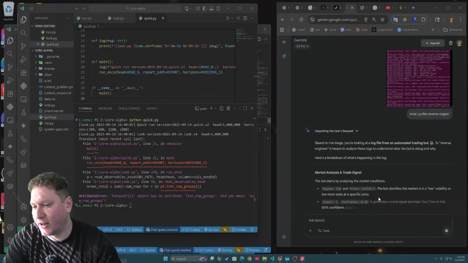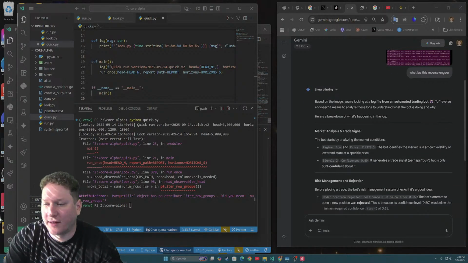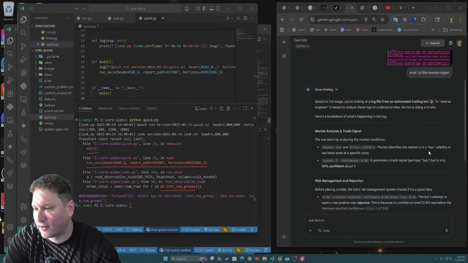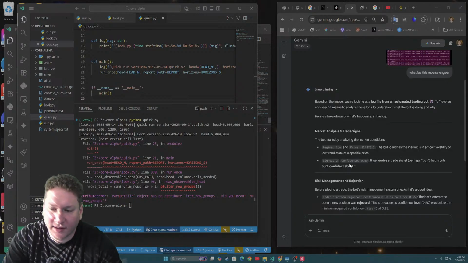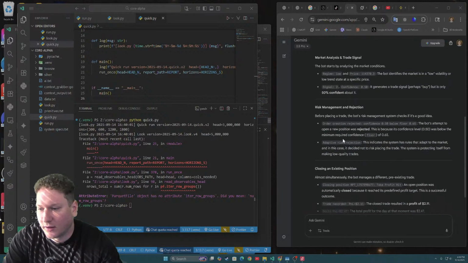We're reverse engineering it. So this is a market analysis and trade signal. The bot starts by analyzing the market conditions, regime low and price. Okay, the bot identifies the market in a low volatility state. Signal 2, confidence. It generates a trade signal, perhaps buy, but is only 50% confident about it. Okay, this is pretty decent. Risk management.